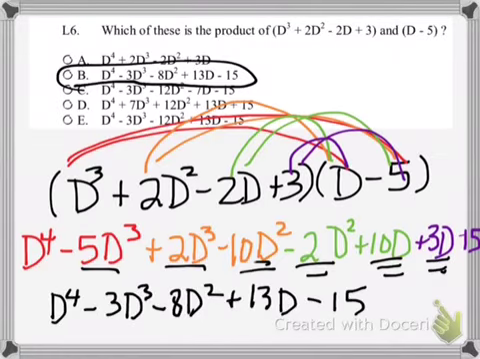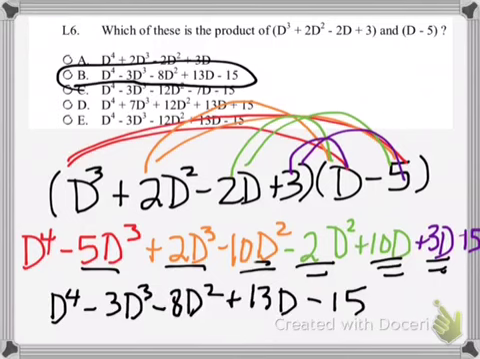Number 6, which of these is the product of D cubed plus 2D squared minus 2D plus 3 and D minus 5? So again, when you multiply, you're going to use the distributive property. I illustrated distributing the D to the third power with the red lines, and that gave me D to the fourth minus 5D to the third.